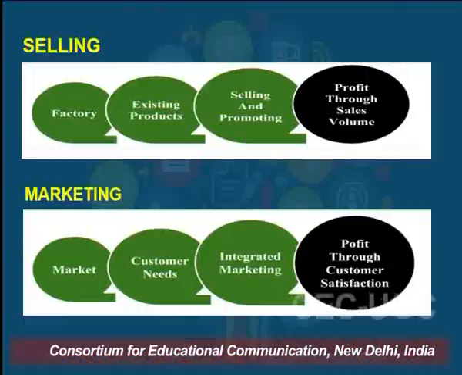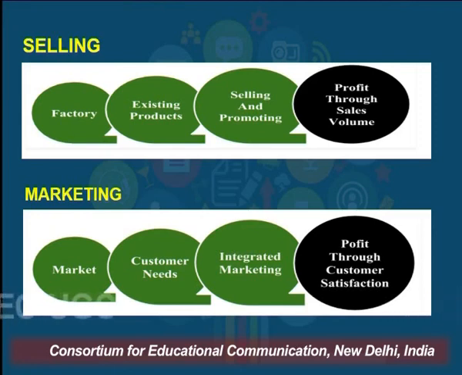As you can see in this slide, selling starts from a factory, then the existing products, then selling and promotion, and the last is your profit through sales volume. That is, in sales, the entire orientation is on profit through the increase in sales volume. Now coming on to a different perspective of marketing. Marketing starts with the market, followed by satisfying the customer needs, and then you have integrated marketing, and here we are focusing on profits through customer satisfaction.